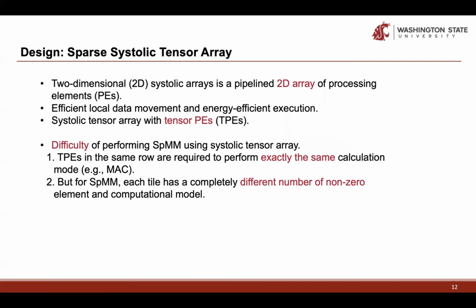Then I will talk about the sparse systolic tensor array. The two-dimensional systolic array is pipelined into an array of processing elements, so it has efficient local data movement and efficient execution. But for the systolic tensor array, it has a tensor PE, not a PE. The difficulty in performing SpMM using a systolic tensor array is, firstly, TPEs in the same row are required to perform exactly the same calculation mode. But for SpMM, each tile has a completely different number of non-zero elements.